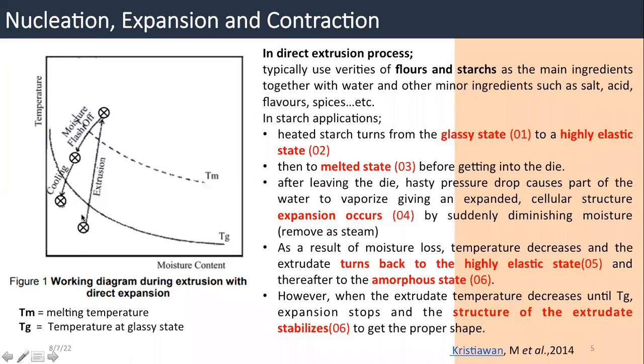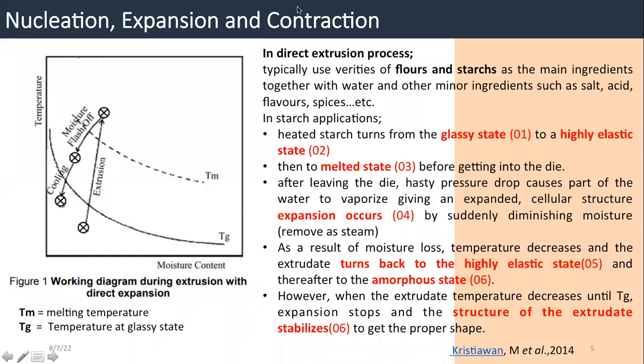Normally we use flour-like raw materials. When we take the example of flour, one particle is in the glassy state. When we start heating the flour, it is first in the glassy state. Then when we start extrusion it will convert into the elastic state. During extrusion, when we are heating it, the starch particle will convert from the glassy state to a highly elastic state.